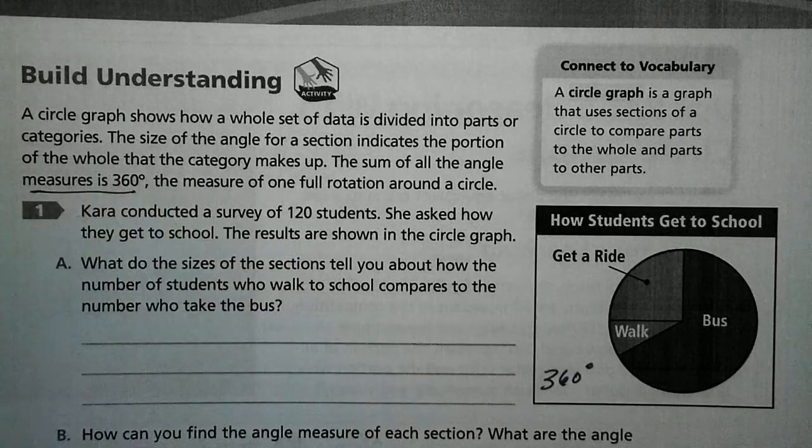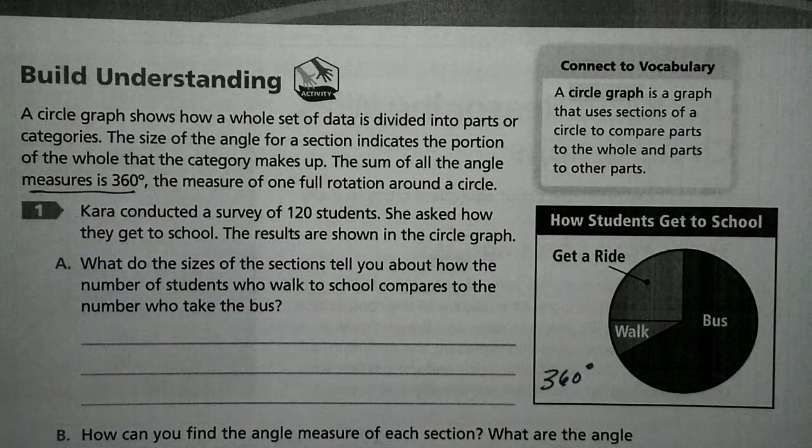So it says a circle graph shows how a whole set of data is divided into parts or categories. The size of an angle for a section indicates the portion of the whole that the category makes up. The sum of all the angle measures is 360 degrees, the measure of one full rotation around a circle.